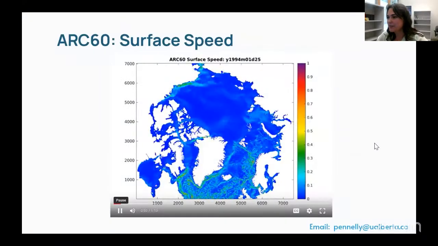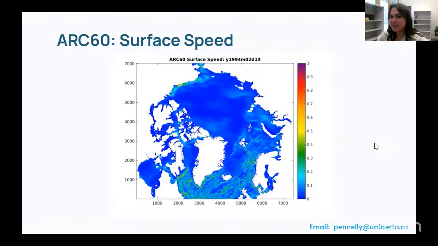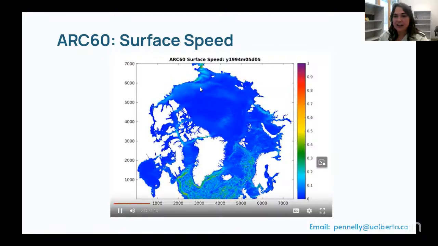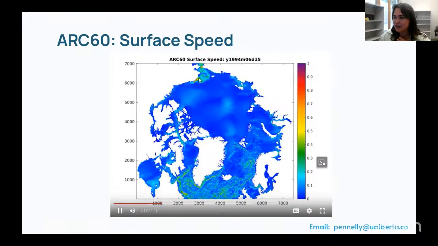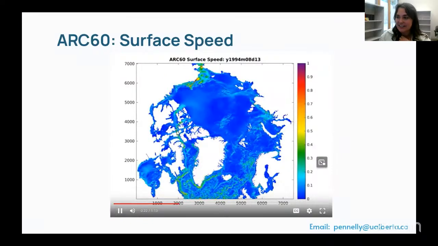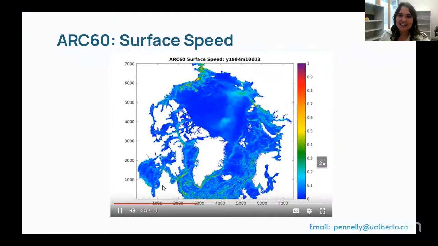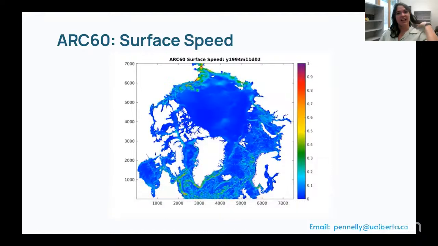So this is the surface speed from Arc60. When you run at this high resolution, we get really cool coastal eddies forming, and we can see a really good representation of our coastal currents coming down and through Bering Strait. We can see off the Mackenzie River Delta here, and then some really cool dynamics happening in Hudson Bay as well when you're running at such a high resolution.